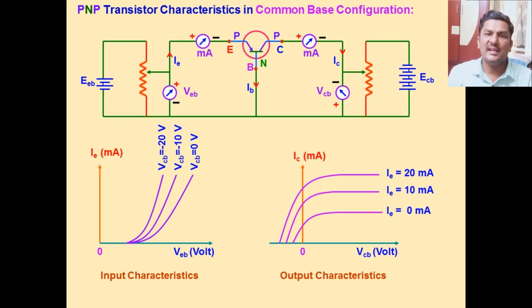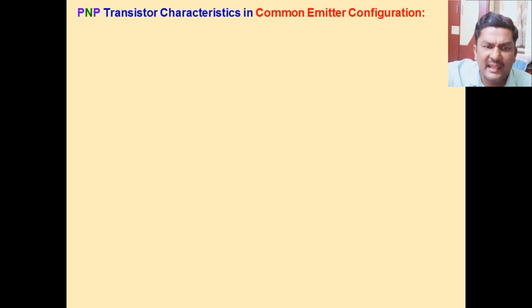So initially I explained the PNP transistor characteristics in common base configuration, the input characteristics and output characteristics. Next, PNP transistor characteristics in common emitter configuration. The procedure is the same.